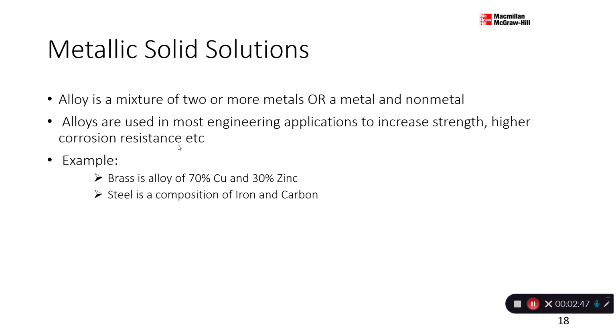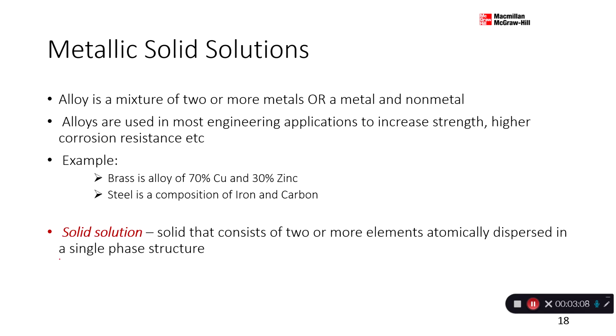So some examples of an alloy is brass. Brass is very popular. It's made of 70% copper and 30% zinc. And then of course there's our steel. Very, very famous. The most widely used alloy is a composition of iron and carbon.